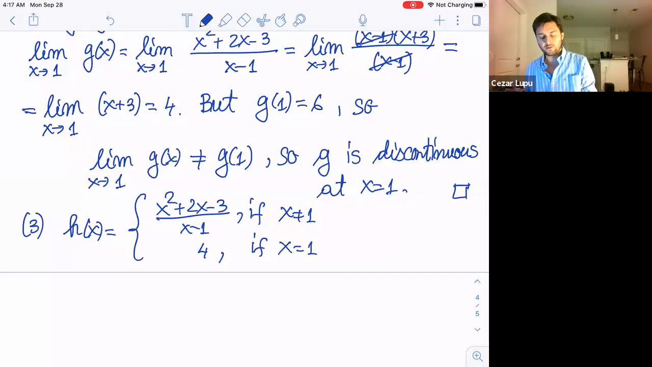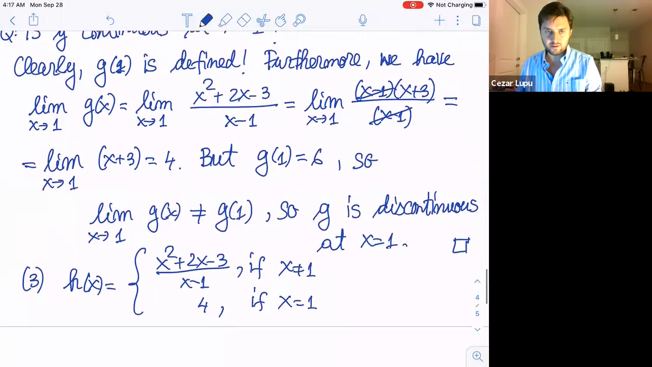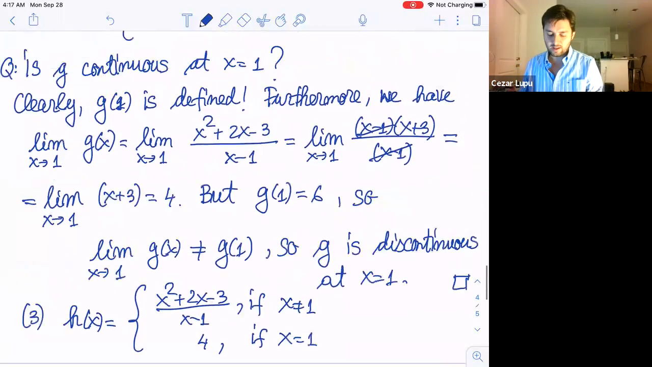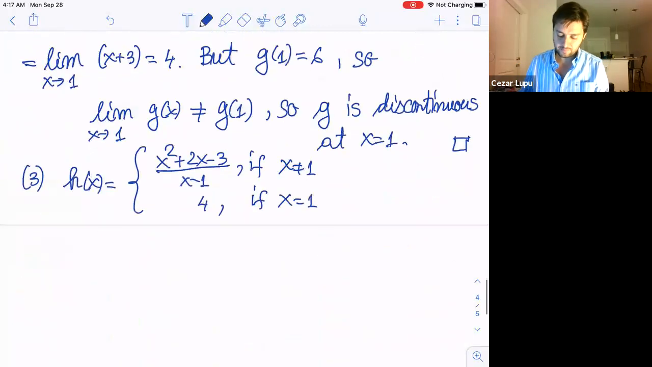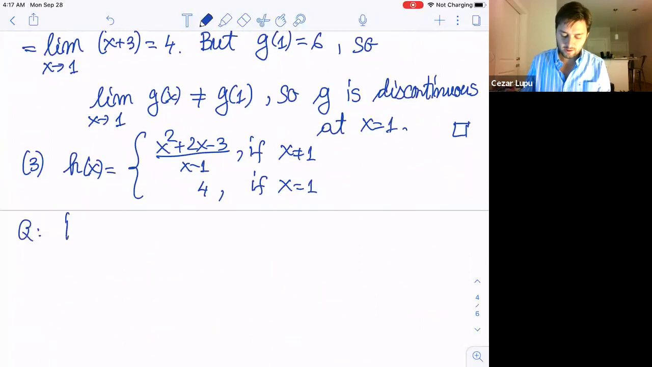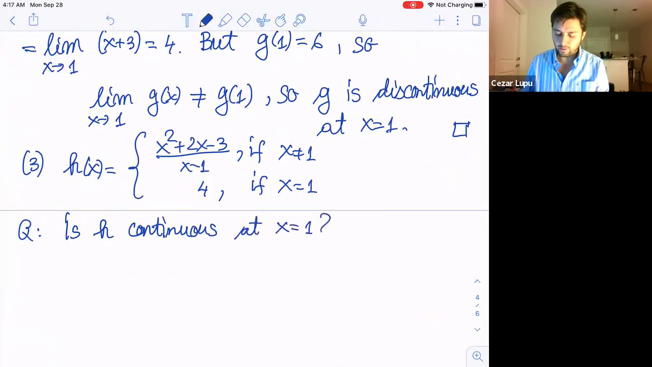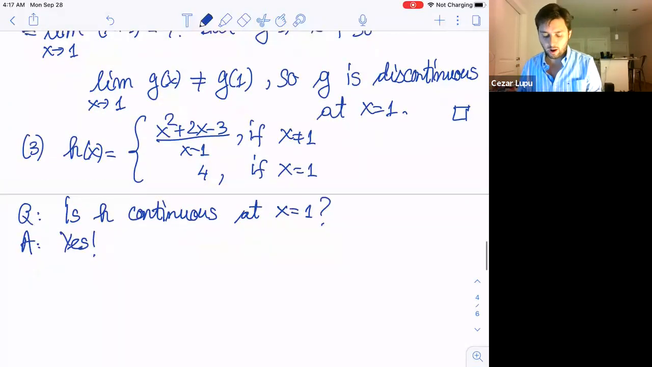So again, a piecewise function is basically the same function as the previous one, but instead of 6, it's 4, as you can see, right? They're basically the same. So the question is: is h continuous at x equals 1? That is the question. Well, the answer, based on previous considerations, is yes. That's the short answer, but why?